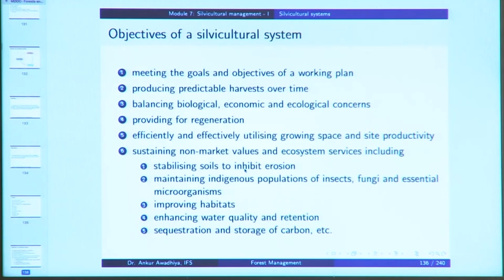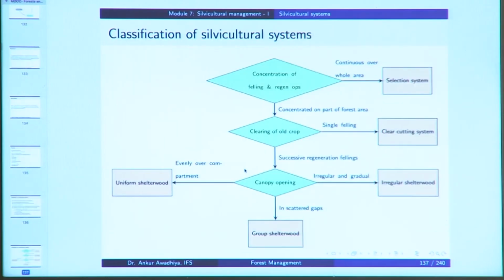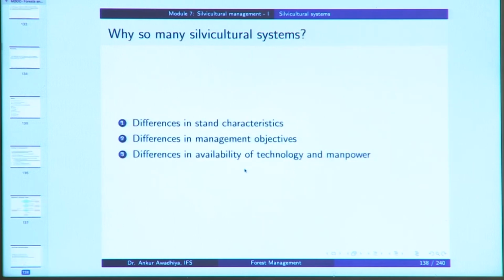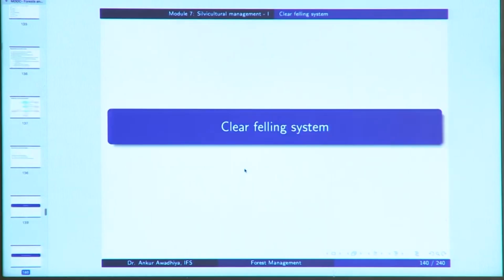Now, what are the objectives of a silvicultural system? First is to meet the goals and objectives of a working plan, producing predictable harvest over time, balancing biological, economic and ecological concerns, providing for regeneration, efficiently and effectively utilizing growing space and site productivity, and sustaining non-market values in ecosystem services. Then we looked at a classification of silvicultural systems, and we require different silvicultural systems because there are differences in stand characteristics, management objectives and the availability of technology and manpower.